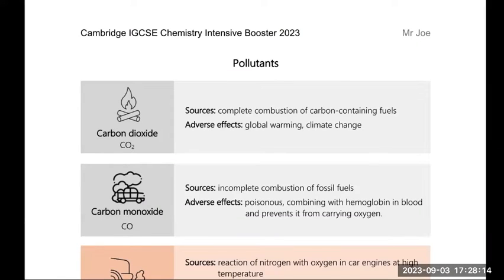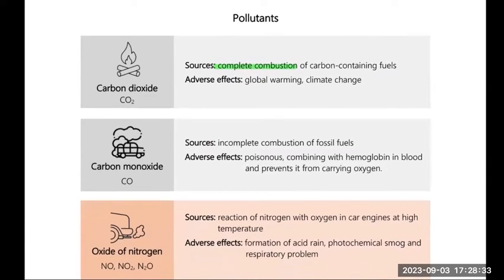Okay, so we start with carbon dioxide. Remember, the source of carbon dioxide is the complete combustion of any flammable substance. I repeat, carbon dioxide is always based on the complete combustion of any hydrocarbons, so then you get carbon dioxide. That's the difference from carbon monoxide, which is the incomplete combustion of hydrocarbon. The keywords are complete and incomplete. The adverse effect of carbon dioxide: they are greenhouse gases, so they cause global warming. That's all.